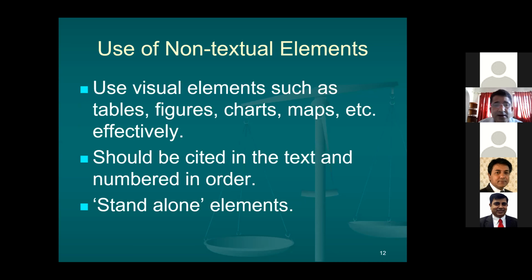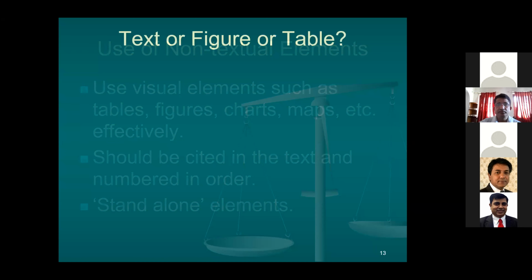And these are the stand-alone elements. I'll describe those with an example also. But when you write a table or figure or map, they should be able to stand alone. The prospective readers should not have to refer back to the text about what this table or figure means. So they should be standing alone. There should be enough description about the table or figure. The legend should be there. The acronym should have the full form there, so all should be written there so that it stands alone.